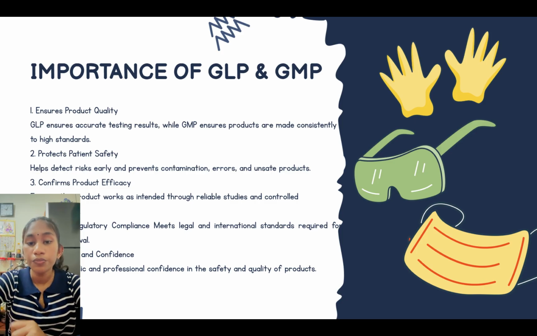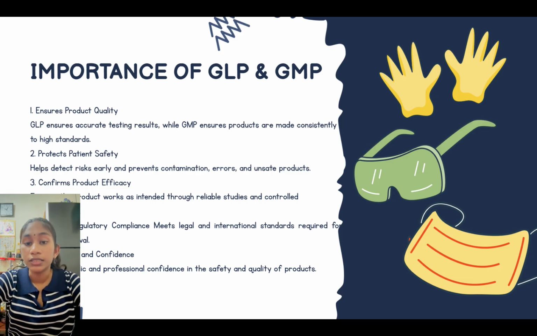Third, they confirm product efficacy. A product is only useful if it works. GLP provides the scientific evidence and GMP ensures that every batch performs consistently. Fourth, they support regulatory compliance. GLP and GMP help organizations meet national and international standards, making it easier to gain product approval and avoid costly legal issues.